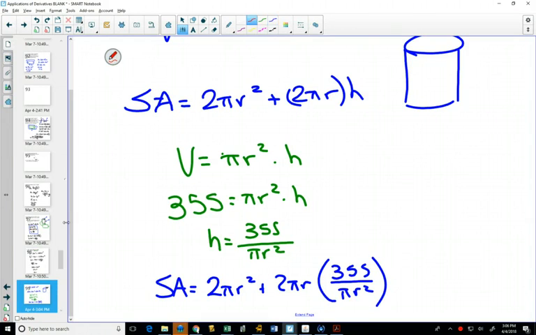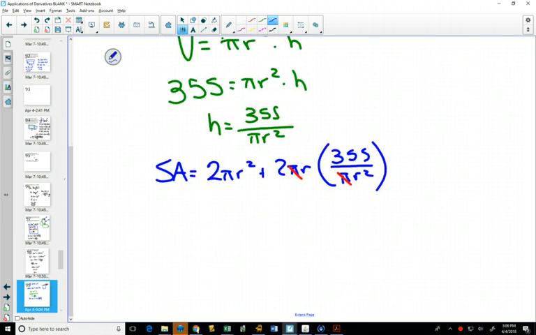So the pi's cancel out nicely, and our surface area is going to simplify to 2 pi r squared plus 710 r to the minus 1. Actually, some of the numbers look nicer than before. We still have a pi. Now we can find the derivative, calculate the radius, calculate the height, and see if things match up nicely.